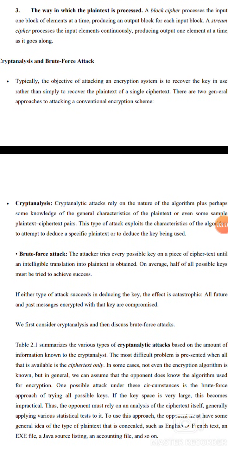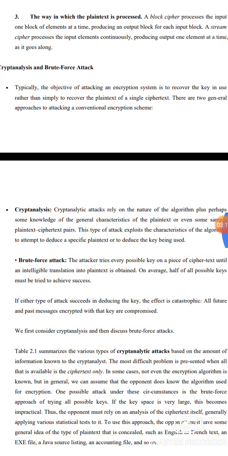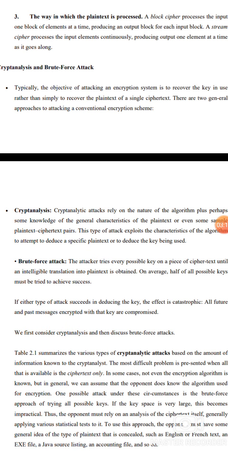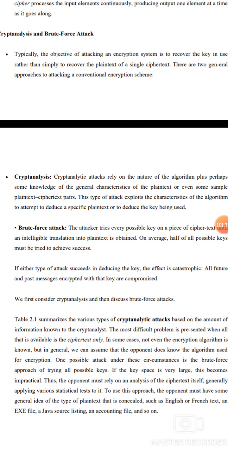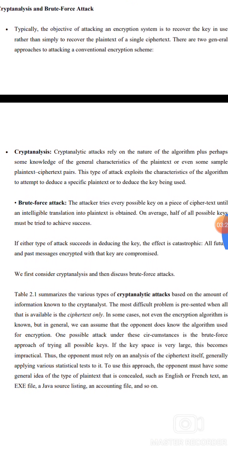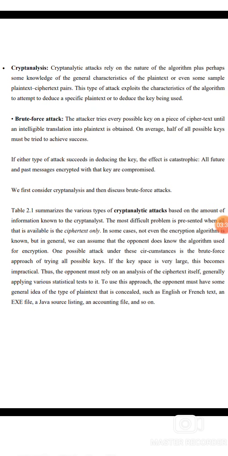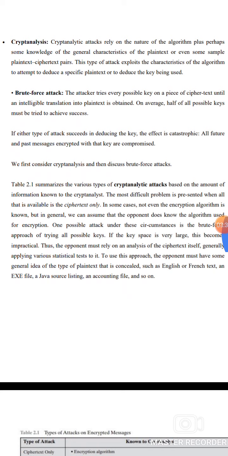Cryptanalysis and brute force attack. Typically, the objective of attacking an encryption system is to recover the key in use rather than simply the plain text of a single ciphertext. There are two general approaches: cryptanalysis and brute force attack. Cryptanalysis relies on the nature of the algorithm plus some knowledge of the general characteristics of the plain text. In a brute force attack, every possible key is tried until an intelligible translation into plain text is obtained.